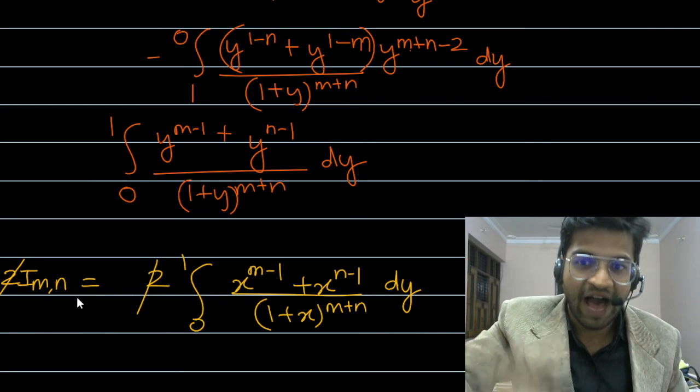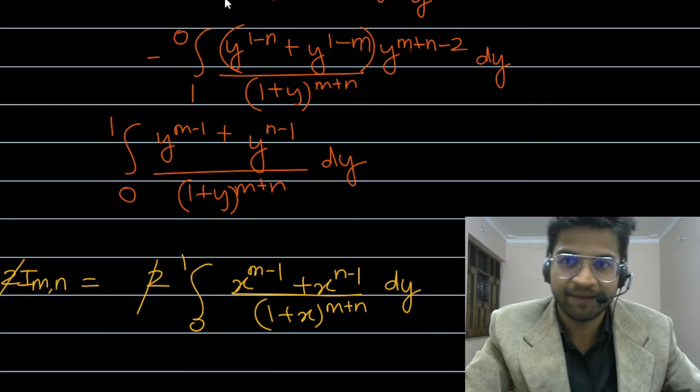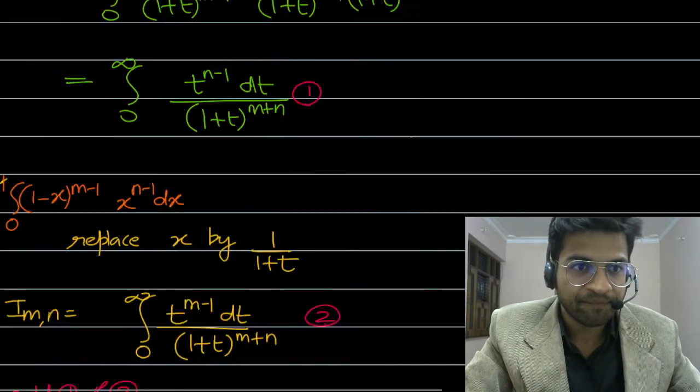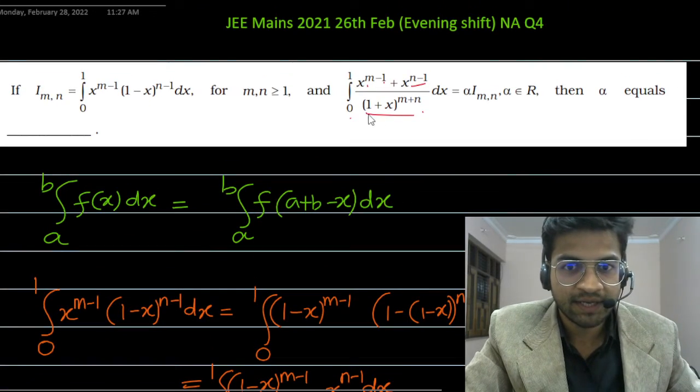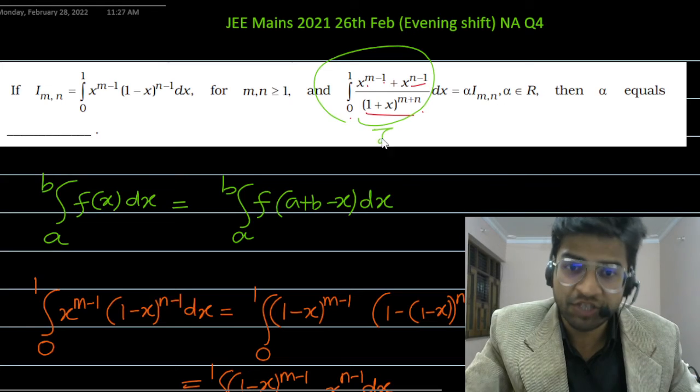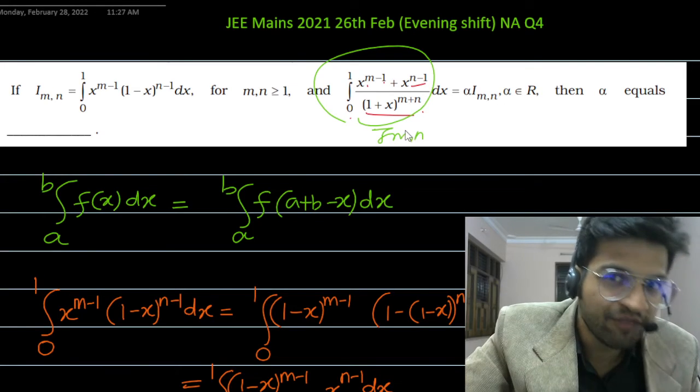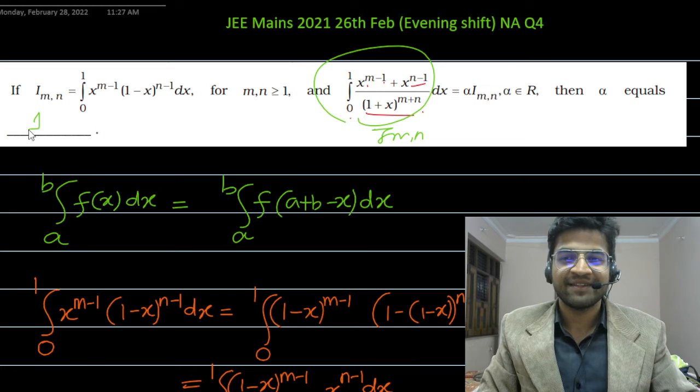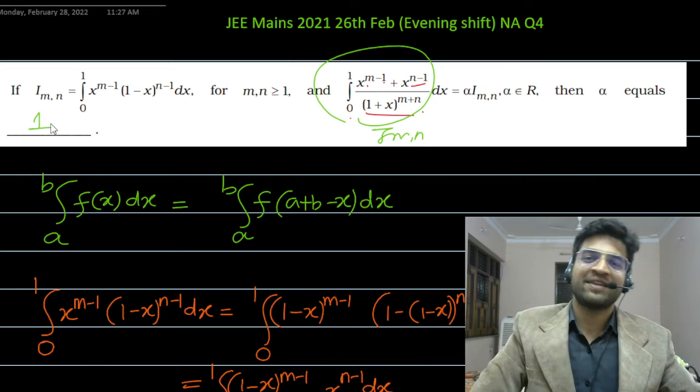So we have Imn, this expression is equal to Imn. And the question was, this is equal to alpha Imn. So this is equal to Imn. What must be the value of alpha? Value of alpha was 1.